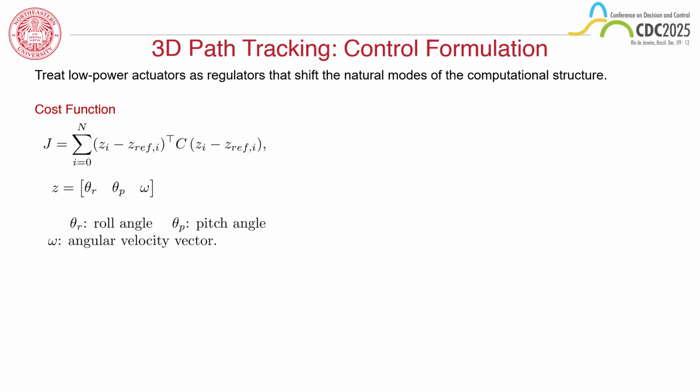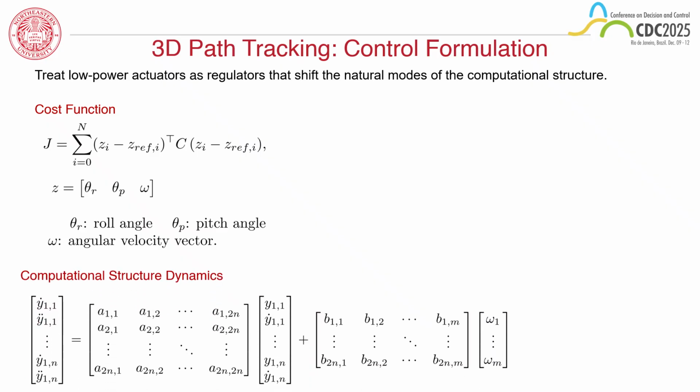For flight control, we formulate a trajectory tracking problem with this cost function J. The optimization state consists of the roll angle theta r, pitch angle theta p, and the angular velocity vector omega. We minimize the squared error between the current state and our reference trajectory, weighted by a diagonal matrix C. The dynamics come from our computational structure model.